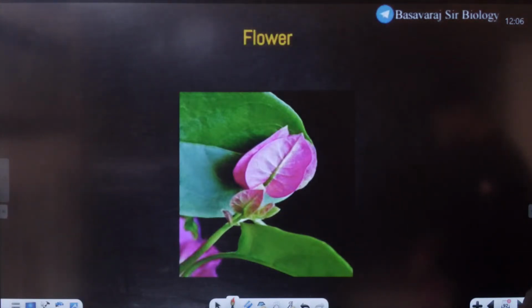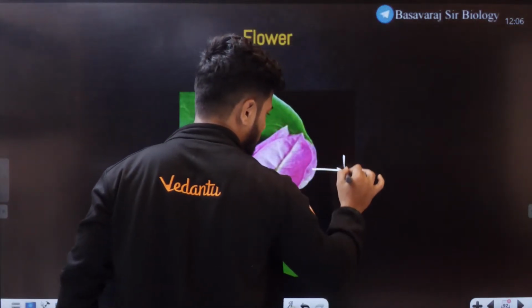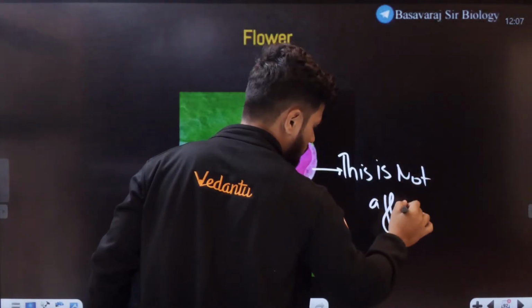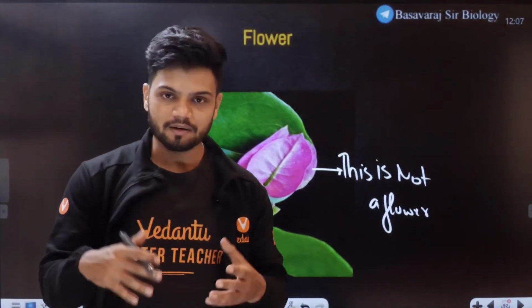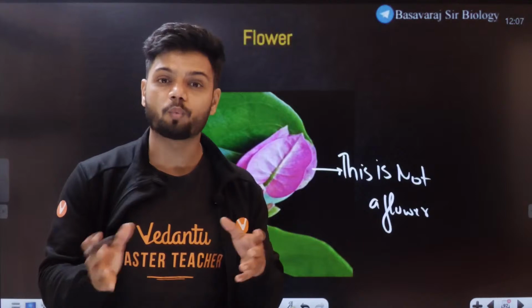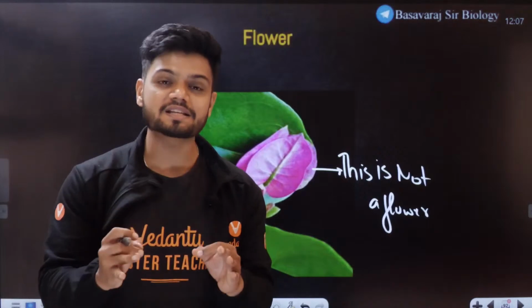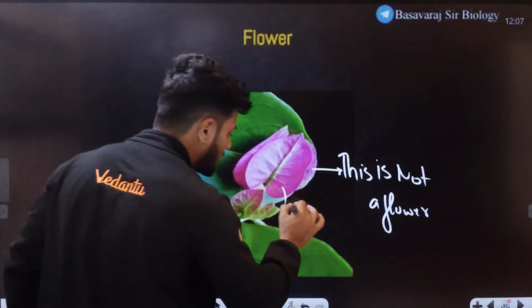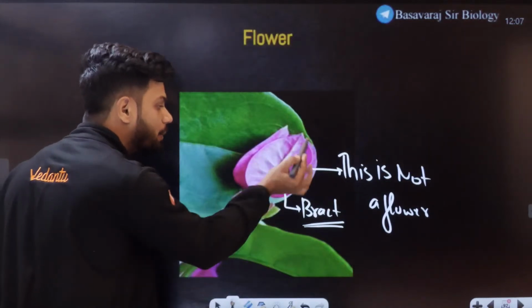Bougainvillea. What if I tell you, students, this is not a flower? You might have seen this. It comes in white color variant and pink color variant, in some cases even orange color variant. This is not a flower at all. This right here is actually a bract, an entire bract.